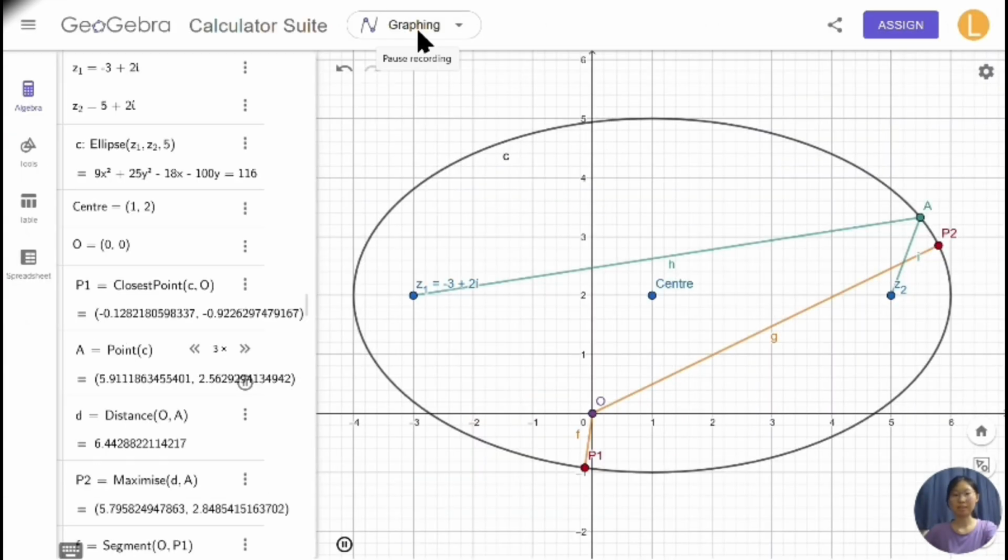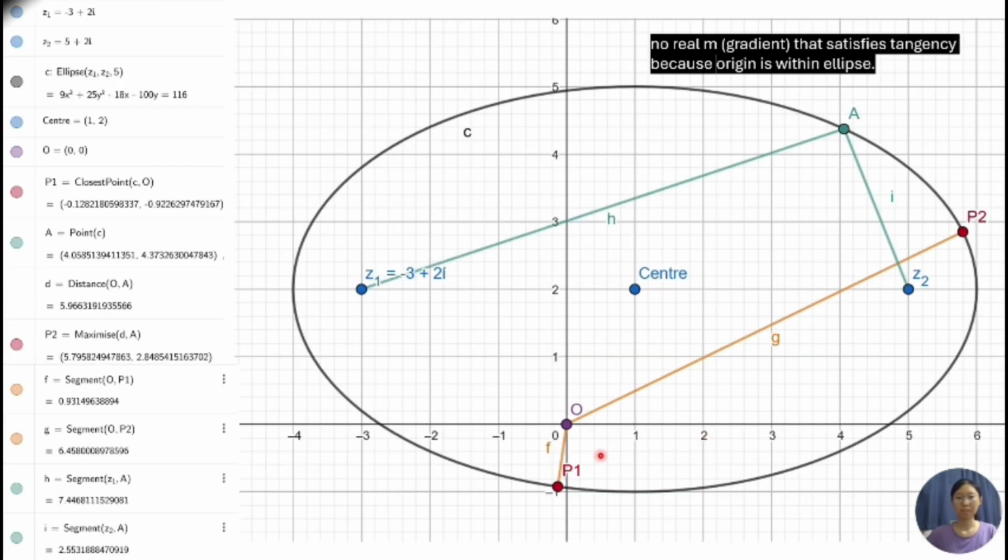Now let's visualize the ellipse. The sum of the length of the h and I is also equal to the major diameter, which is 10 units. So P1 is a Z minimum with this coordinate, and P2 is a Z maximum with this coordinate. There is no real gradient that satisfies tangency because the origin is below the ellipse.